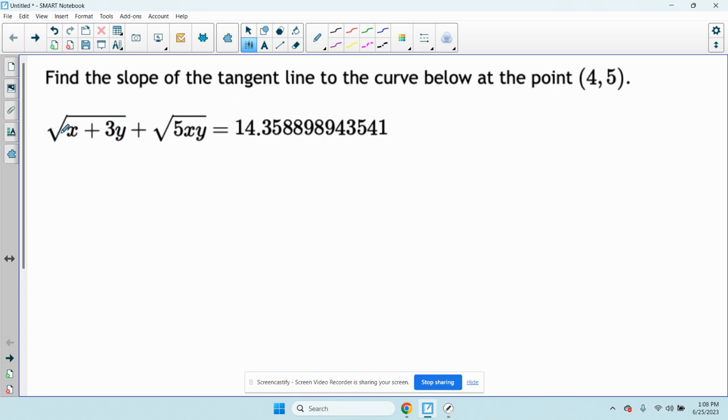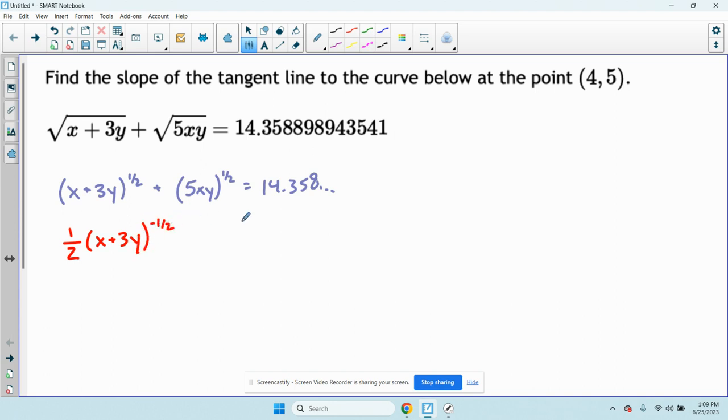So this first term, I'm going to write this as (x plus 3y) to the 1/2 plus (5xy) to the 1/2 equals 14.358 dot dot dot. If I differentiate this first thing, this is going to be chain rule. I'm going to differentiate the outside, leaving the inside the way it is, multiply by the derivative of the inside. Derivative of x is 1. Derivative of 3y is 3 dy/dx.